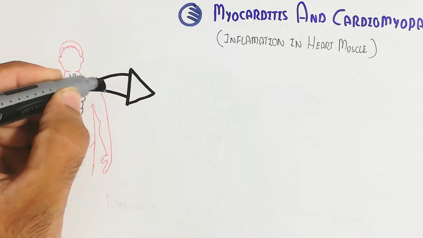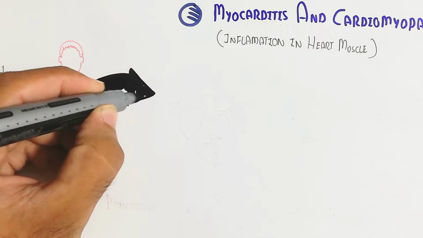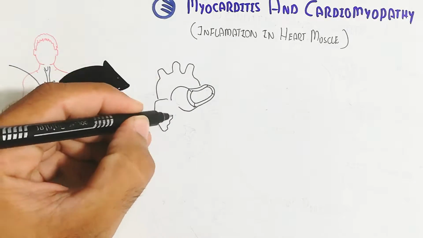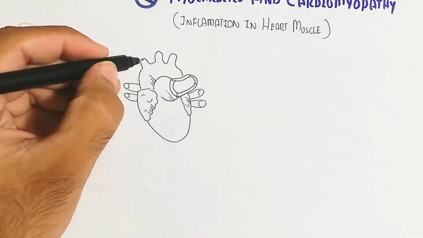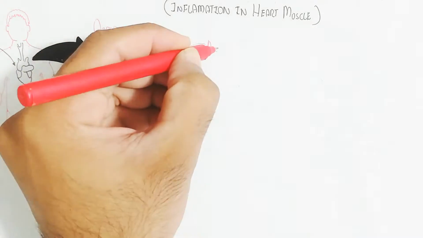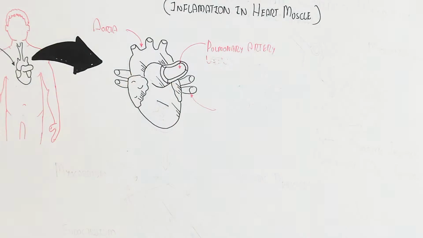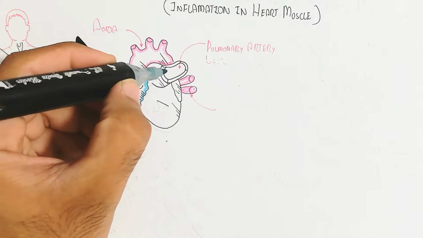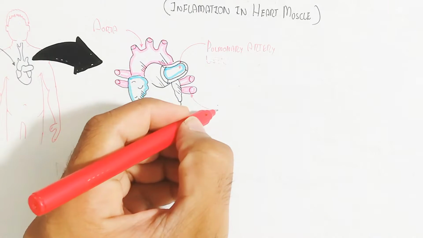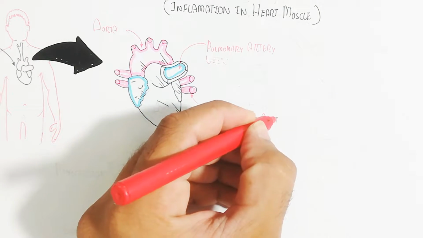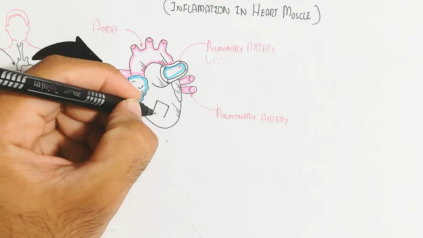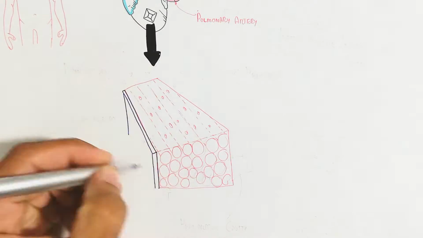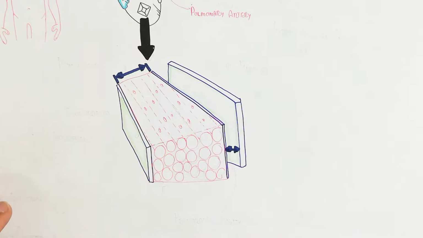So let's draw a bigger picture of the heart, which contains the aorta, pulmonary vein, pulmonary artery, left and right ventricle, and atrium. The heart wall has three layers: outer layer, inner layer, and middle layer. The middle layer is used for the contraction of the heart muscle, for pumping out or ejecting the blood for circulation throughout the body.